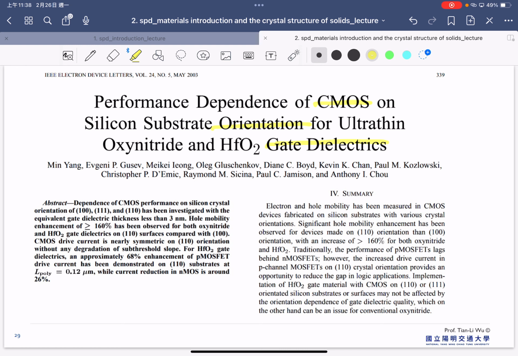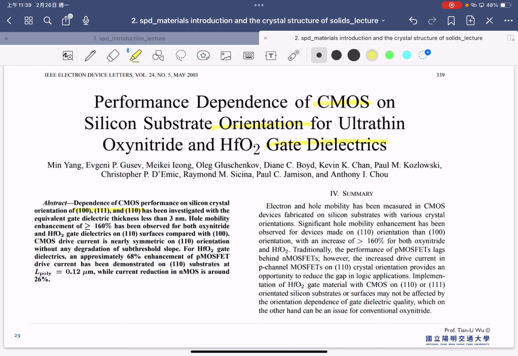So the paper talks about a device called CMOS, and we try to understand the silicon substrate orientation for a certain dielectric. These are all terms we have mentioned. And what is orientation? Orientation is actually shown here: 100, 111, 110. What is this? Actually, this is just a Miller index, right?